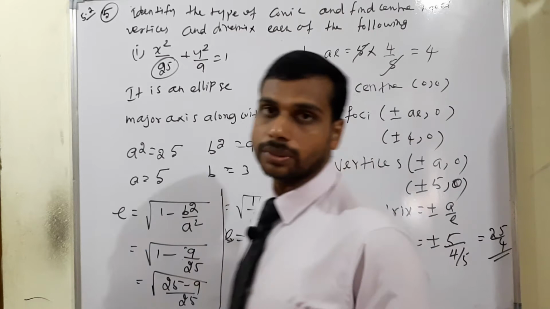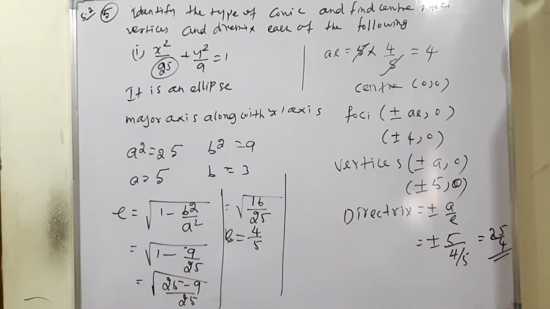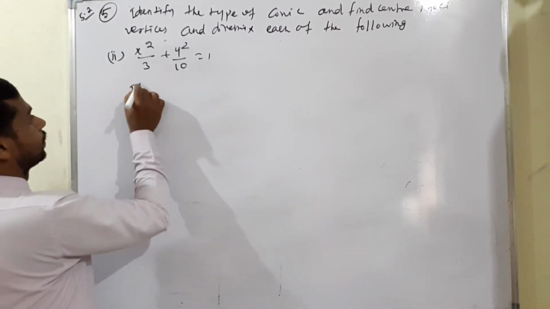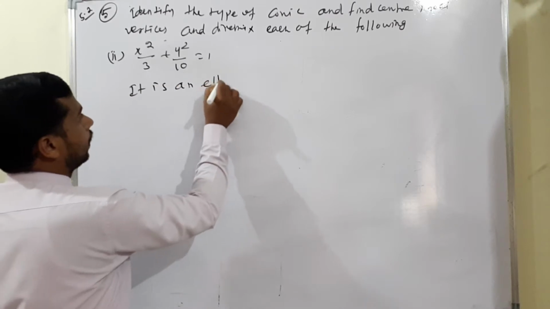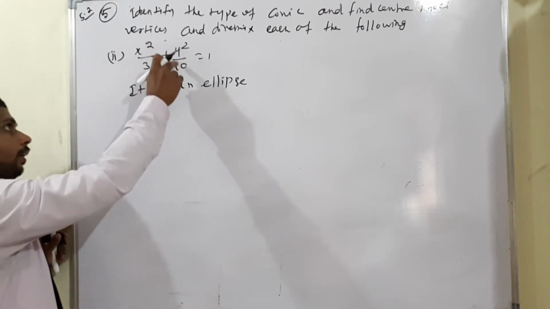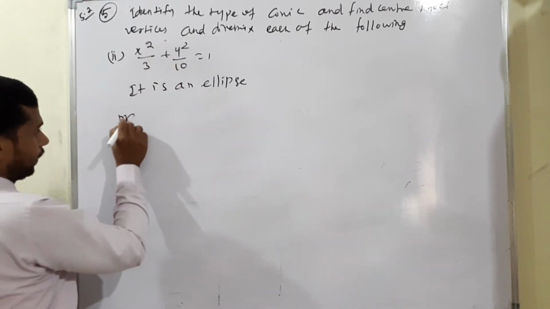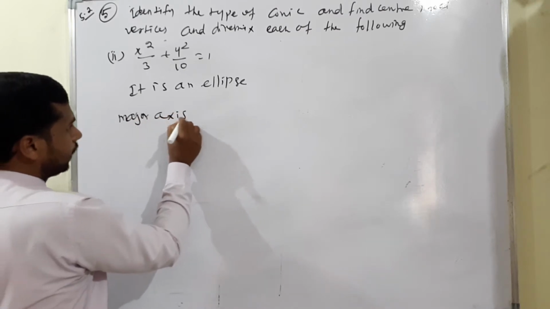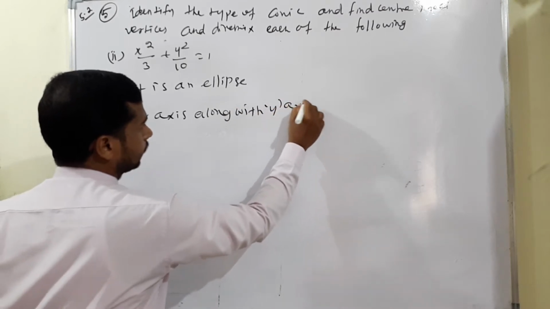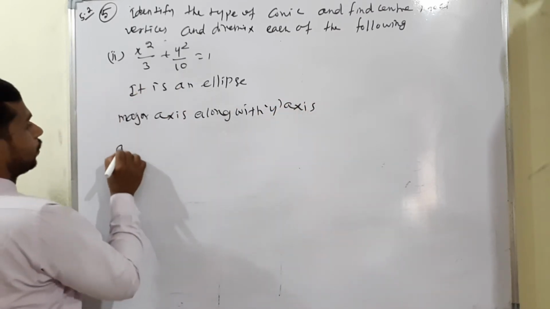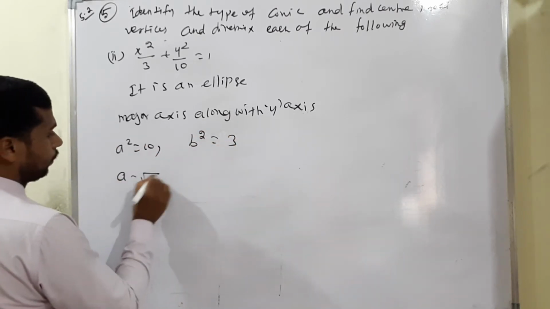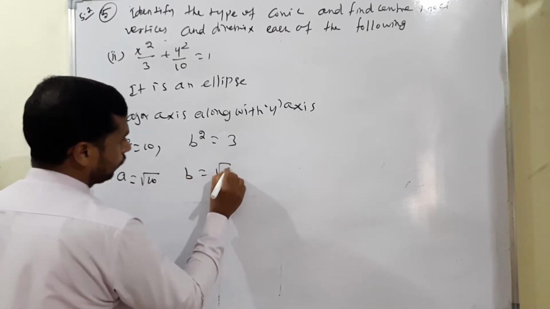Okay, I will continue with subdivision 2. First we have to find the type. This is also an ellipse, but the major axis is along the y axis, look there, the greater value is the denominator of the y term. So a square is equal to 10, then b square is equal to 3. Therefore a is equal to root 10, b is equal to root 3.